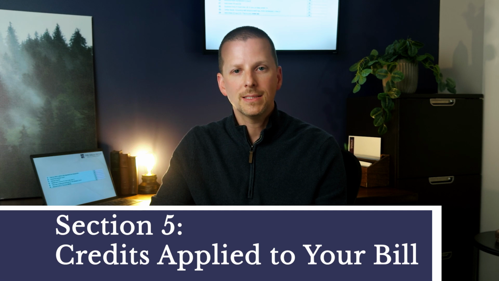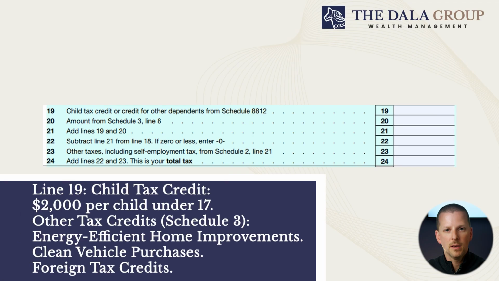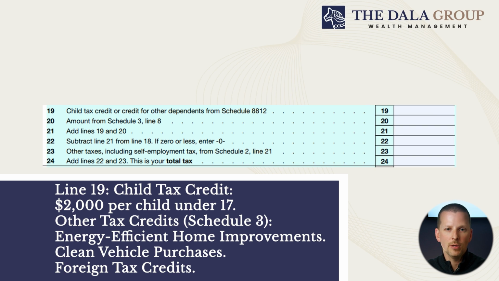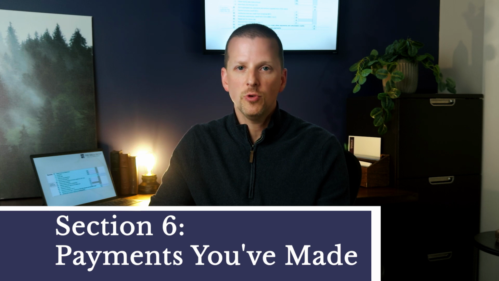Section 5. Credits applied to your bill. Credits can significantly reduce your tax bill. Unlike deductions, which lower your taxable income, credits reduce the tax you owe dollar for dollar. The child tax credit on line 19 is well known, giving parents $2,000 for each child under 17. There are other credits on Schedule 3 which can also help reduce your tax bill. These include energy-efficient home improvements, clean vehicle purchases, and foreign tax credits. So if we subtract your total credits from the amount owed on line 18, you'll find your new total tax amount on line 22.